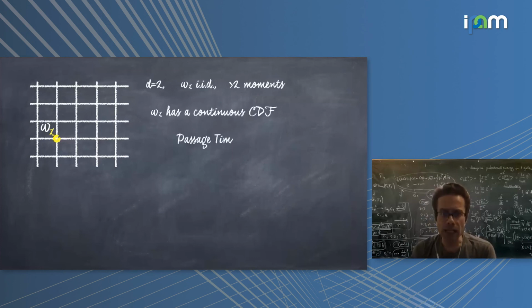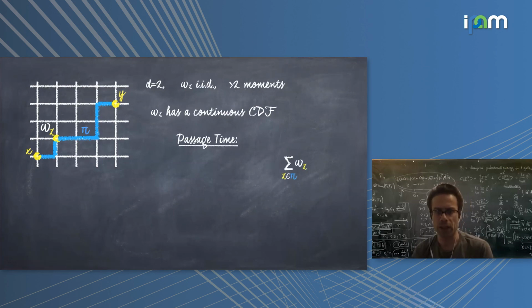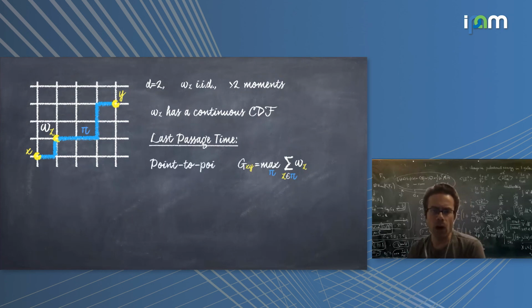So the passage time of a path between 2 points. I'm only going to consider paths that are upright, so paths that take E1 and E2 steps in this model. And the passage time of a given path is just the sum of the weights along the path. And then the last passage time between points X and Y, well, you maximize the passage time over all upright paths that connect X and Y. So that we call the point-to-point last passage time.